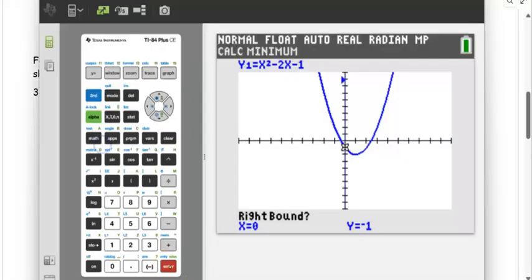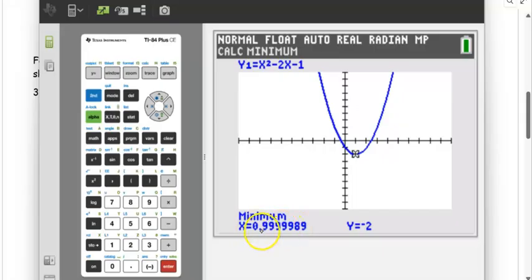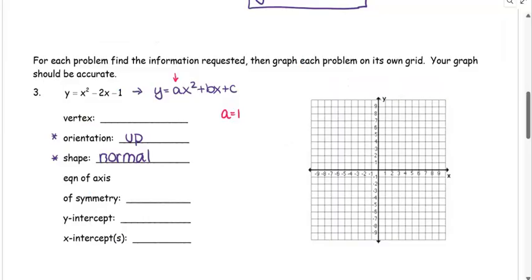It tells me to arrow to the left and click enter. It tells me to arrow to the right of it and click enter. And it tells me to go ahead and take a guess. Now my calculator is having a little bit of a rounding issue, but I'm seeing that my minimum value here is 1, negative 2. That is what my vertex is. 1, negative 2. Let's put that on our graph. Notice we were correct too.